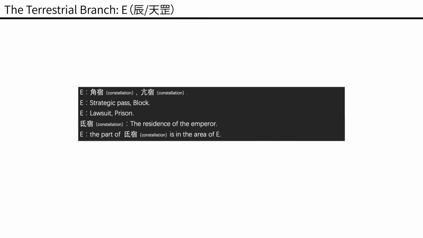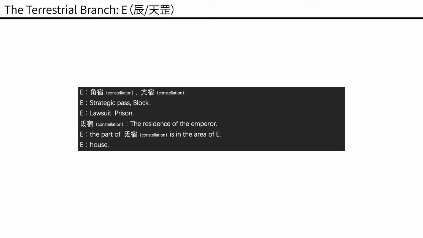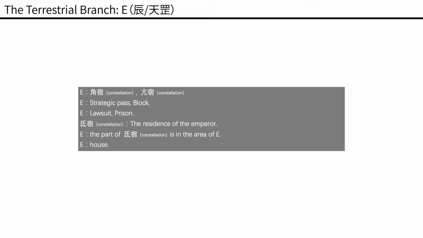Because 底宿 represents the residence of the emperor, and part of 底宿 is in the area of E, E represents the house. Next are the images summarized by ancient Chinese people.